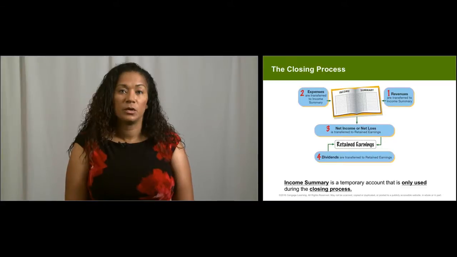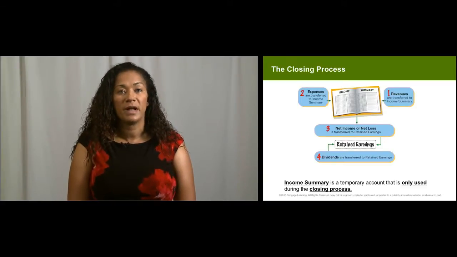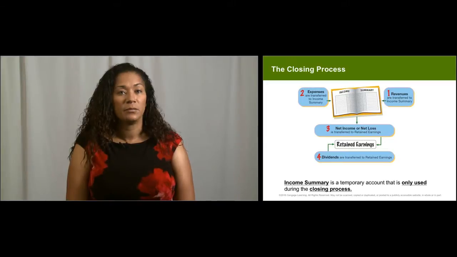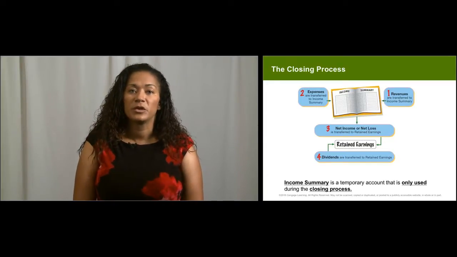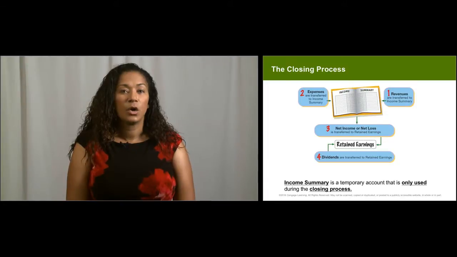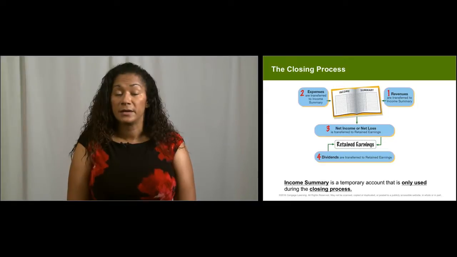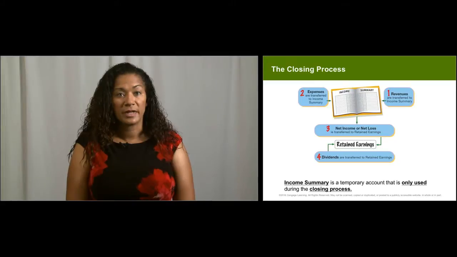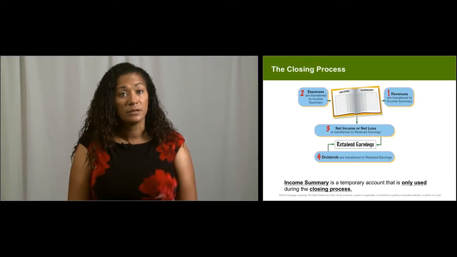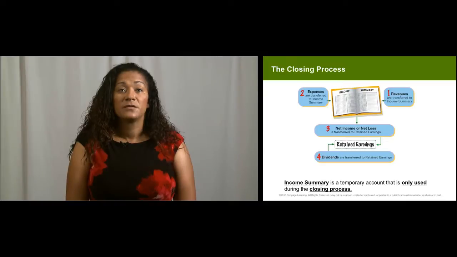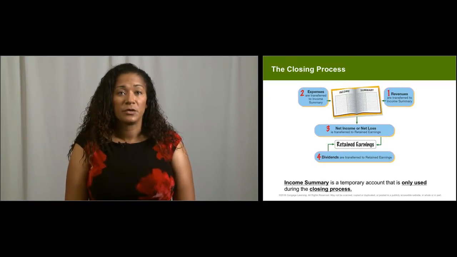The first step is to close or transfer all revenue account balances to the income summary account. The income summary account is a temporary account that is only used during the closing process. It is frequently referred to as a clearing account. The second step is to close or transfer all expense account balances to the income summary account. The third step is to close or transfer the balance in the income summary account to retained earnings. The fourth step is to close or transfer the balance in the dividend account to retained earnings.